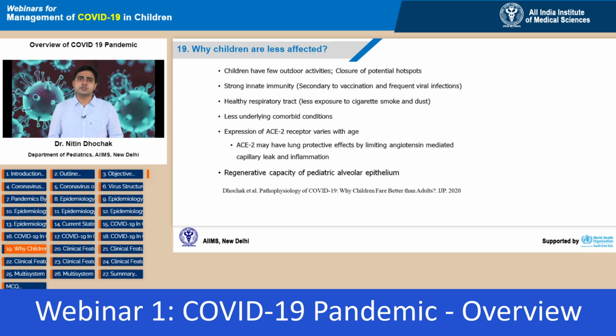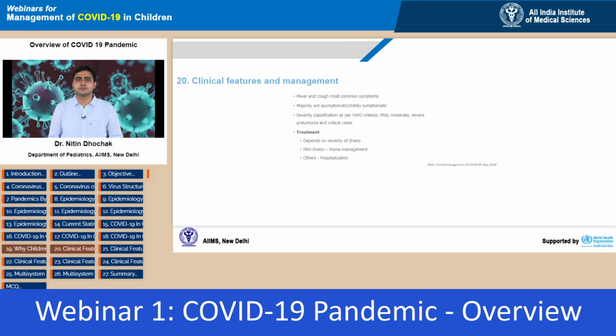The receptor for SARS coronavirus 2, the ACE2 receptor, expression varies with age. It may have a protective effect in lungs by limiting inflammation and capillary leak. And the regenerative capacity of alveolar epithelium is high in children compared to older adults.